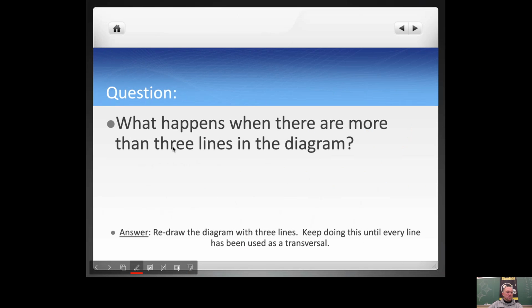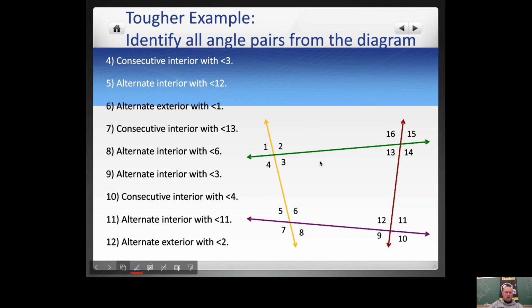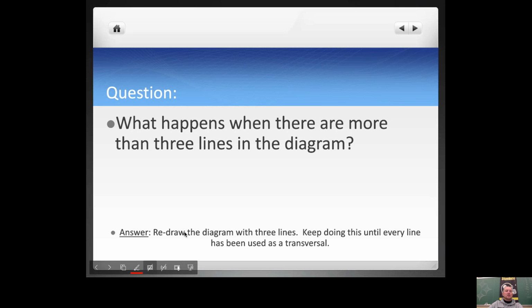What happens when there's more than 3 lines in the diagram? Well, we're going to talk about that next time, but the diagram is going to get really, really complicated really fast. Okay, so what we want to do, we'll look at it next time, but you're going to end up with 4 lines, you need to block one of these off or redraw the diagram so that it does only 3 lines. That way it makes it easier for you.